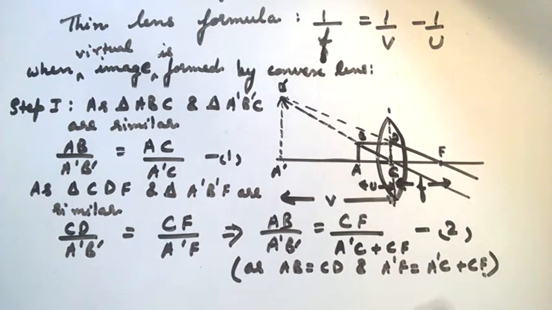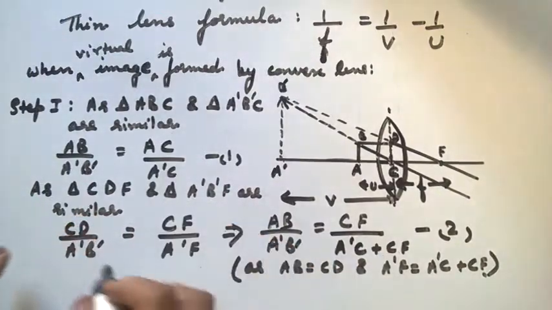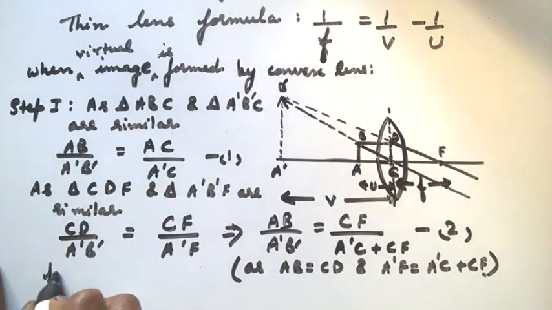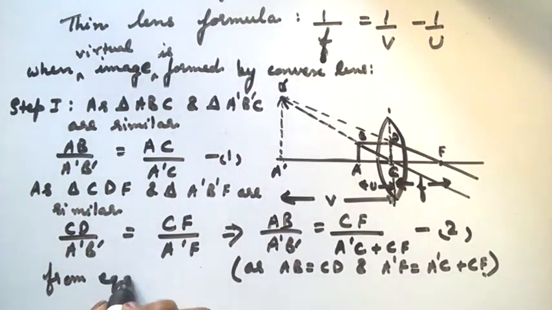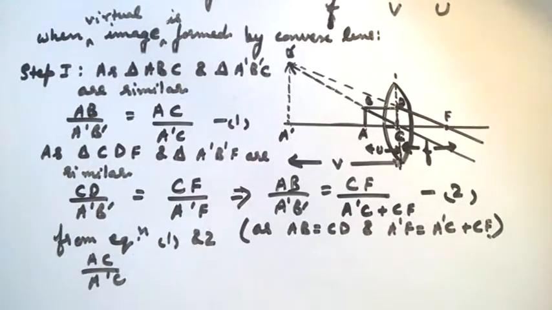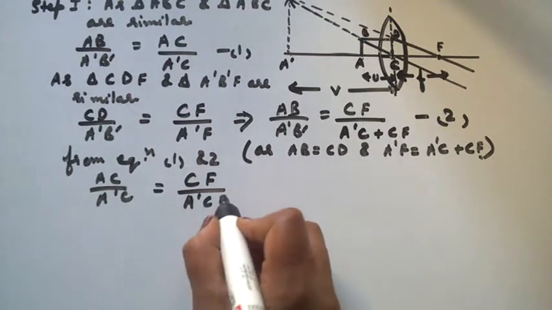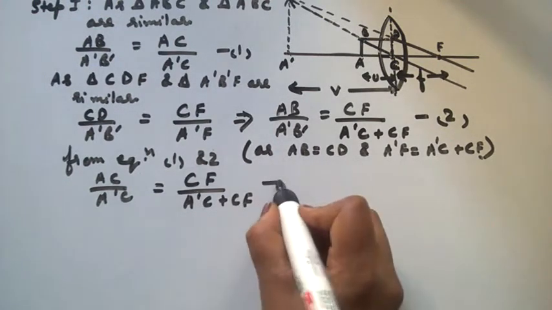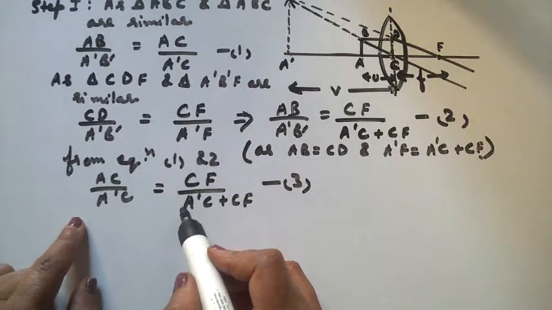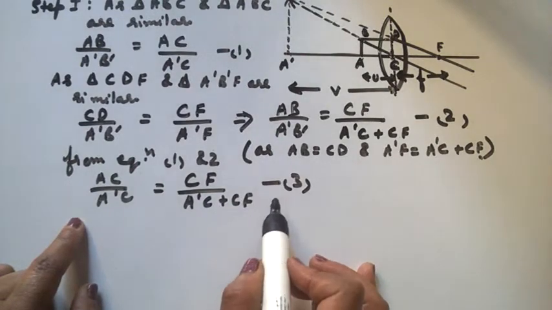Now on comparing equation number 1 and 2, from equation 1 and 2 we can write that AC upon A dash C is equal to CF upon A dash C plus CF. Now apply step 2, that is apply sign convention in equation number 3.